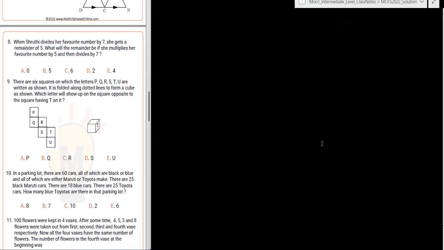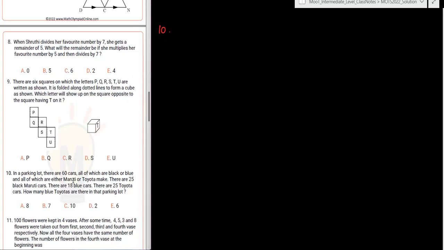But this is pretty much a visualization problem. You have to imagine forming a cube using this net and see what comes right across T. I hope you can do it. If you find it difficult, you can take a piece of paper and cut it out and try it and see it for yourself. Okay, we'll move on to the next problem. Problem number 10.